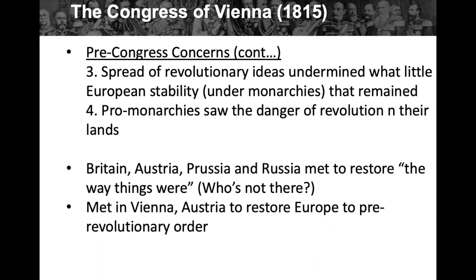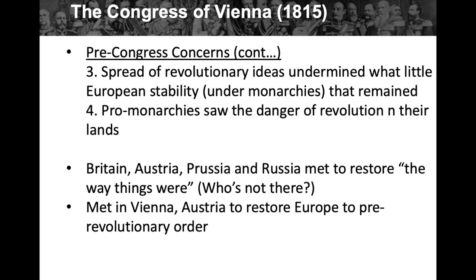Number three, the spread of revolutionary ideas undermined what little European stability remained. And that stability would be under the monarchies that remained in Europe. So the revolutionary time is unstable. There's a lot of fighting, but the spread of these ideas would undermine what power other monarchies in Europe still had. And so number four, pro-monarchy saw the danger of revolution in their lands.